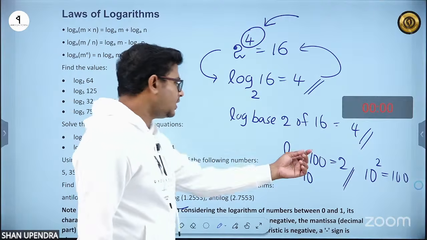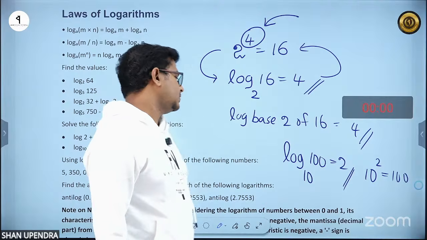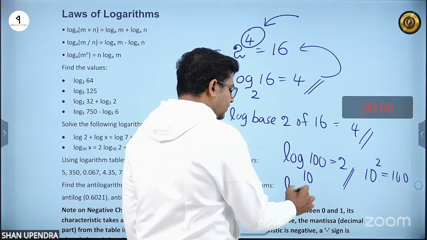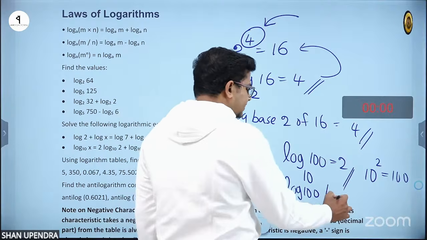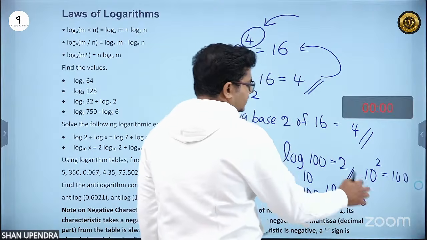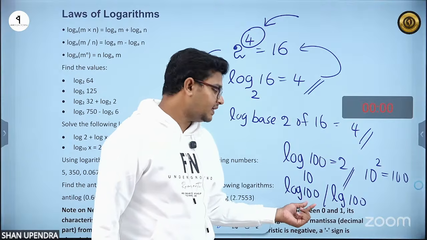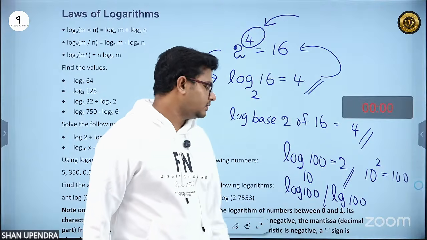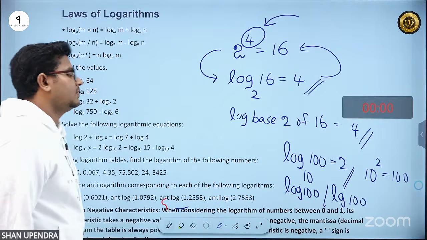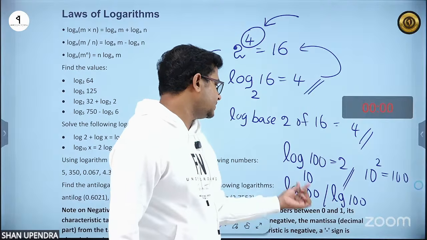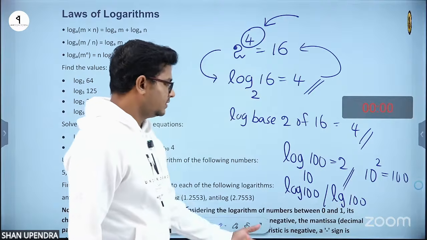Sometimes when we represent a log with base 10, we don't need to put the 10. We can simply write log 100, or sometimes lg 100. That means the base number is 10. If the base number is not given, by default we consider it to be 10. So log base 10 of 100, you can represent it that way.